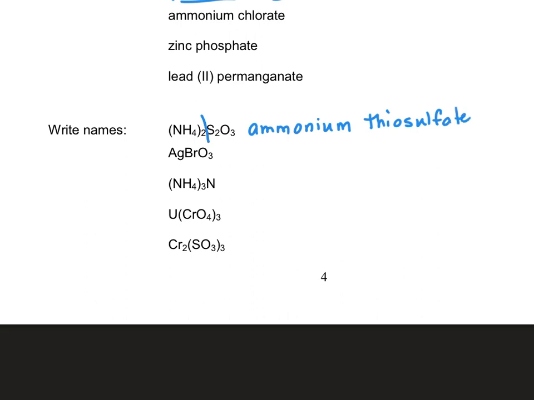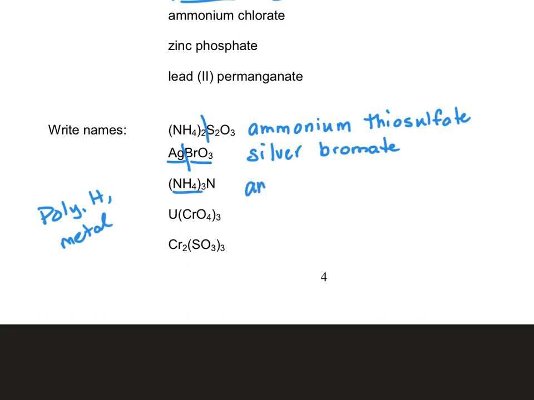Now, I told them in class you're either going to have a polyatomic, hydrogen, or a metal first. Well, this time I have a metal first. So this is silver. And then the rest of it's going to be on your list. So it's bromate. You're never going to give me more than 2 words. Okay. Now, the first word may have a Roman numeral attached, but you're never going to give me more than 2 words to name a compound. So here I have ammonium again. Nitride.